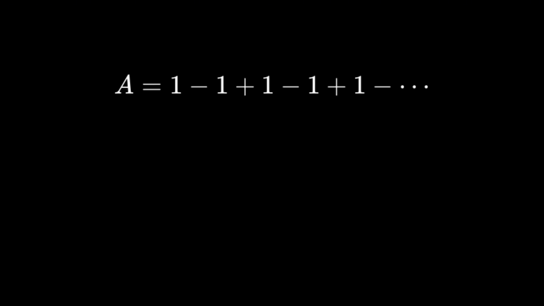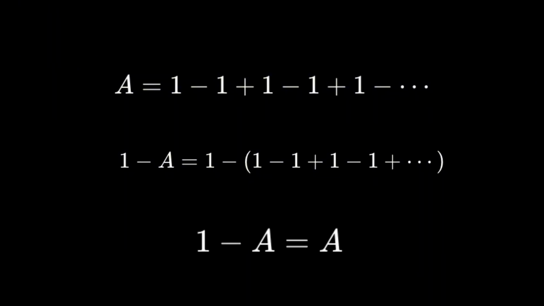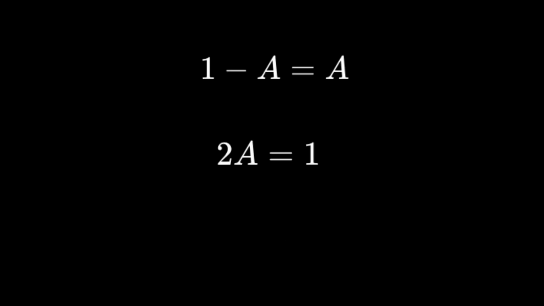alternating like that. And we're going to have 1 minus a, which is equal to 1 minus, in parentheses, the same repeating series. And this just cancels out to 1 minus 1 plus 1 minus 1, which also conveniently equals a. So now we have 1 minus a is equal to a, and we can make that 2a equals 1, and divide by 2 to get a is equal to 1/2.